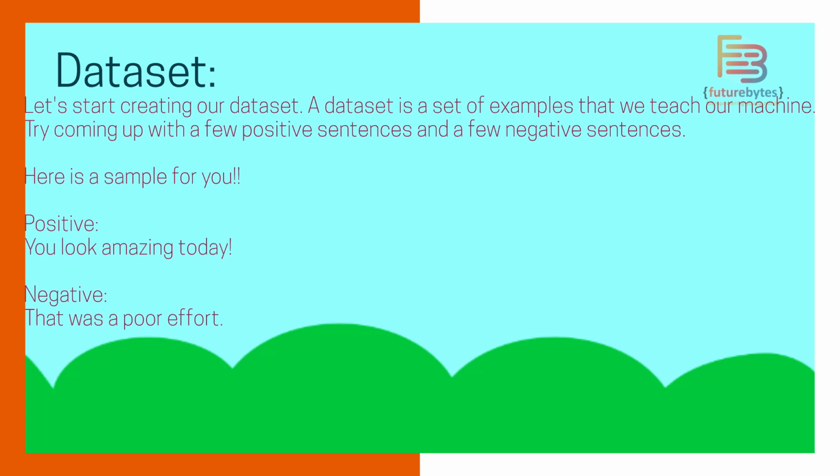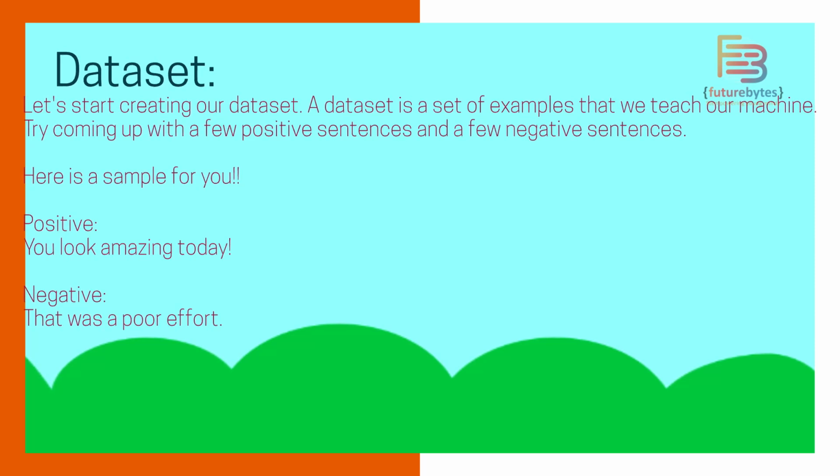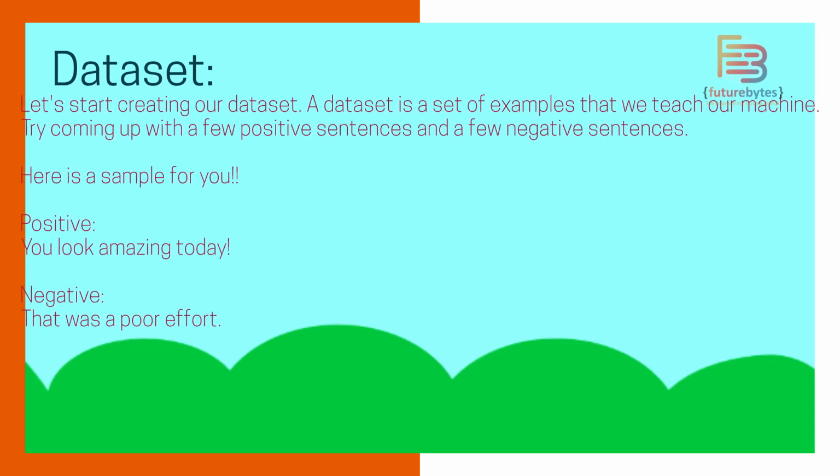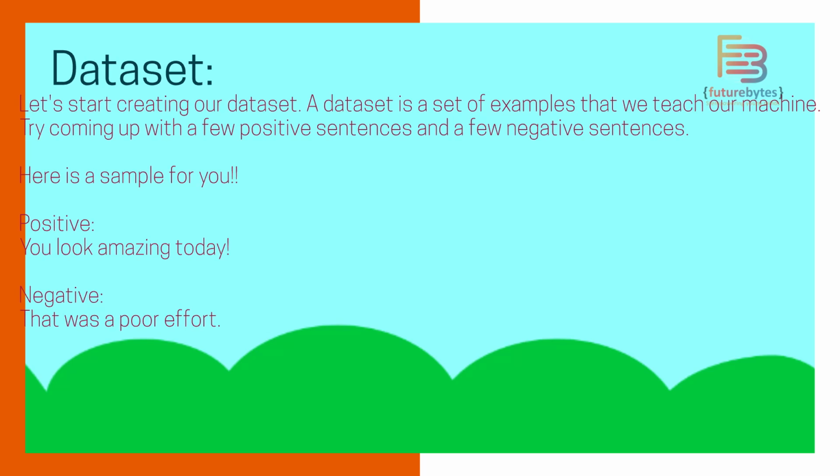So let's first see a sample data set for you. As you know, "you look amazing today" is a positive sentence, and "that was a poor effort" is a negative sentence. So now take a moment, pause for a second, and create your own data set of at least 10 positive and 10 negative examples. Put these positive examples in a separate txt file and the negative examples in a separate txt file, and we will use them for training.